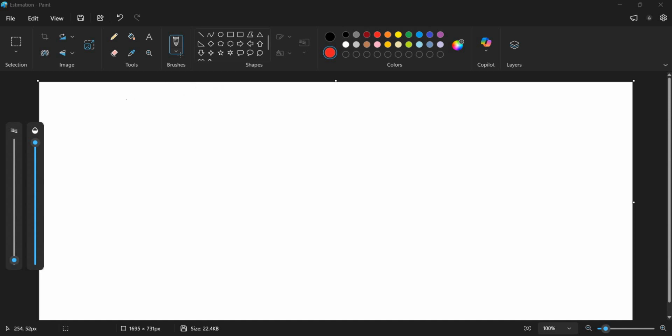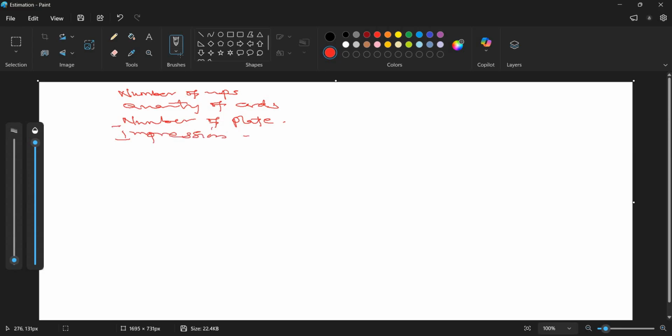This session we'll be talking about how to solve for number of apps, quantity of cards, and then number of plates. For the impression, you use the same method as you use for your plates, but we will talk about the impression as well. Okay, so these are the 4 things that we'll be doing in this video.